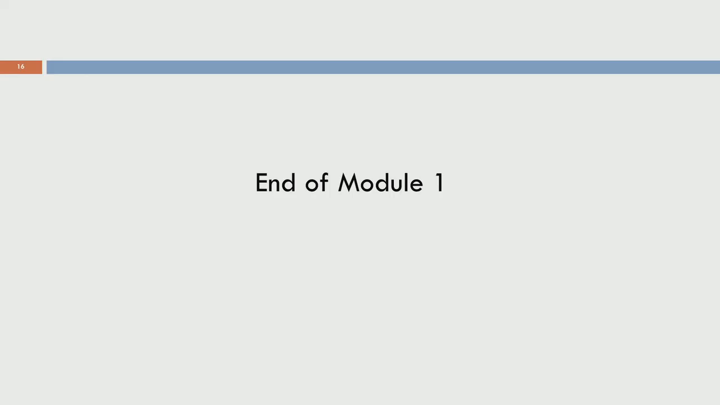So, with this we are at the end of module 1. In the next module we will see how we will take up a small problem and we will see how to solve the problem, and we will also see how to write it as a program.